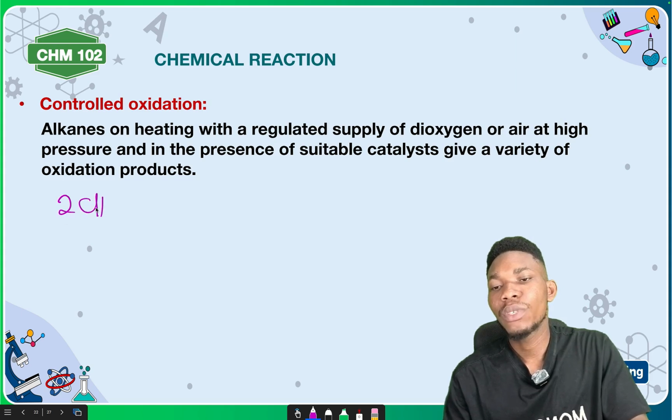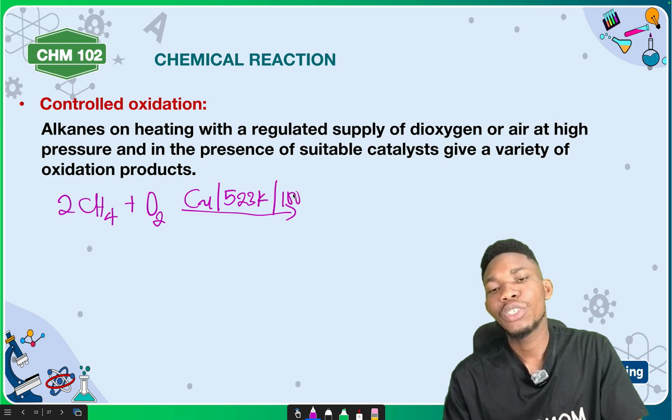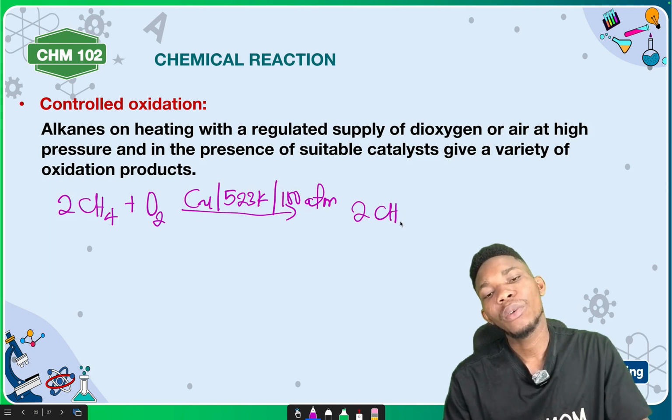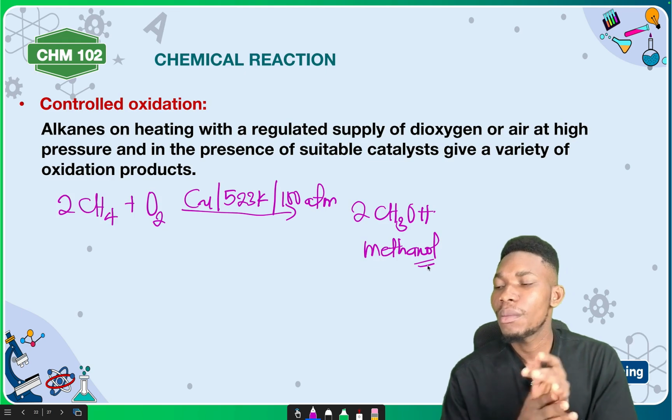For instance, you have 2CH4 plus O2 and then copper at 523 Kelvin. That is at high temperature and pressure. This will give us methanol. Are you getting it? This is methanol. So what we are trying to tell you is that controlled oxidation of methane can give us methanol.